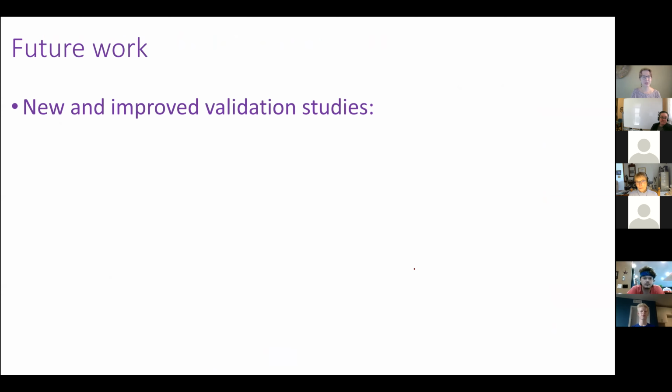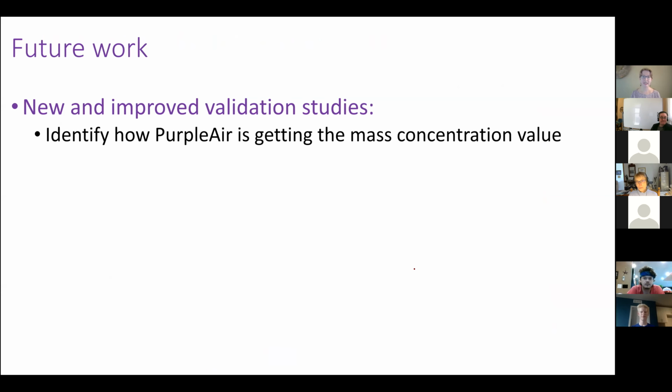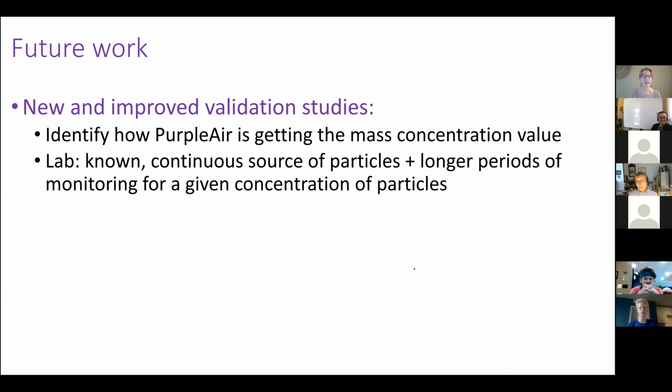For future work, we need new and improved validation studies. In this, we will need to be identifying how the PurpleAir is actually getting the mass concentration value. In the lab situation, it's going to be important to have a known continuous source of particles. So for us, we were just literally burning sticks in the basement of Stites in a tiny barbecue, and that's not a very continuous source of particles.